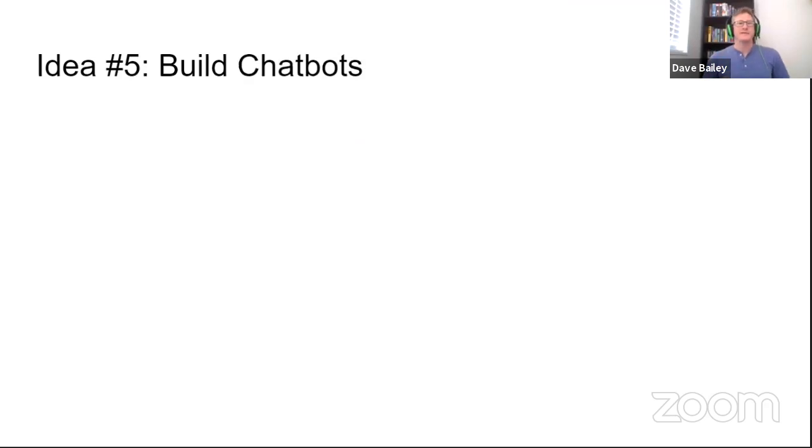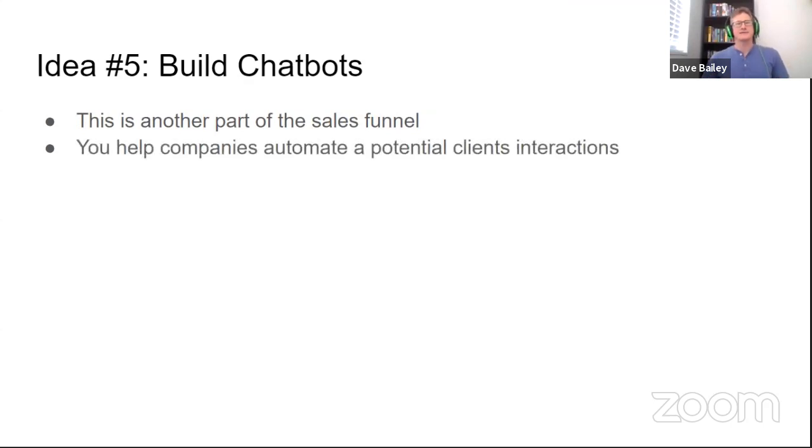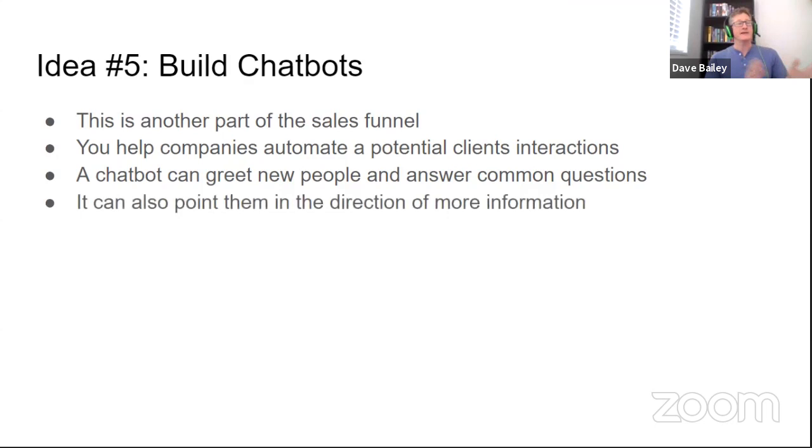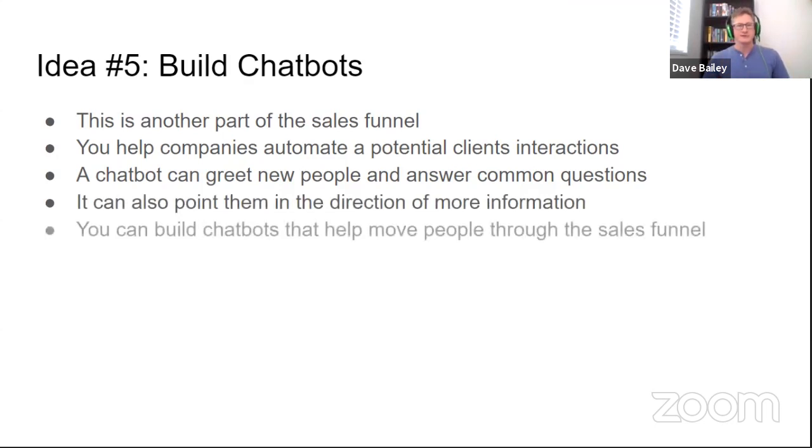Idea number 5, build chatbots. Chatbots are another form of sales funnel. So this is just another part of the process. You help companies automate a potential client's interactions, right? A chatbot can greet new people and answer common questions. It can also point them in the direction of more information. You can build chatbots that help move people through the sales process.